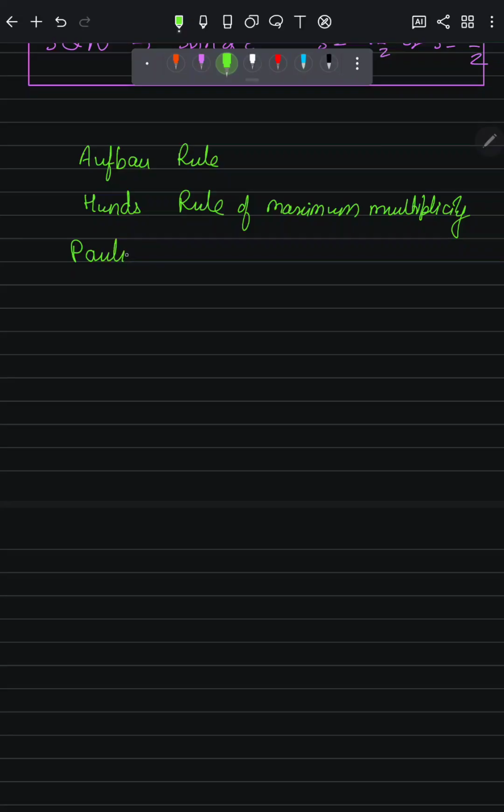Before getting into the notes section, we will discuss some of the rules which will help us in studying more in organic chemistry. Some of them are the Aufbau rule, Hund's rule of maximum multiplicity, and the Pauli exclusion principle. These rules and principles we have studied in our early classes.